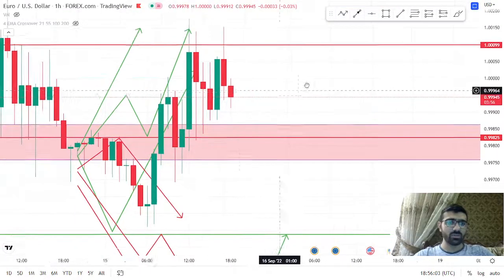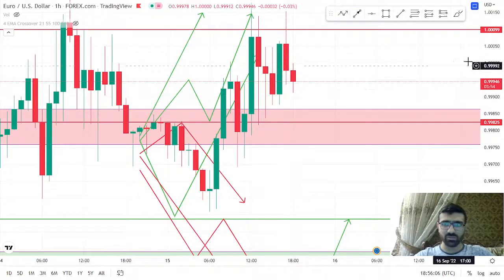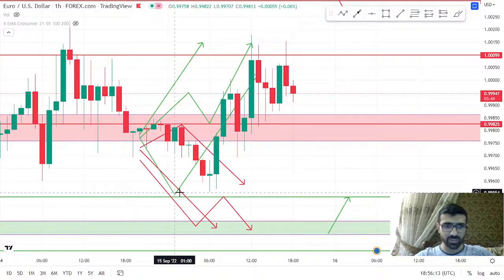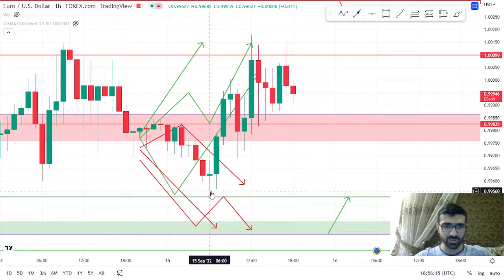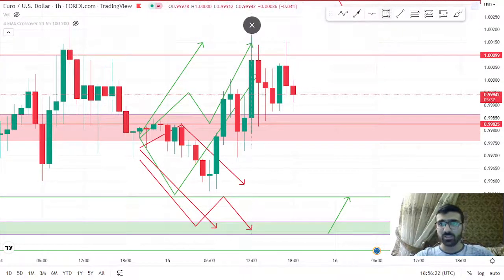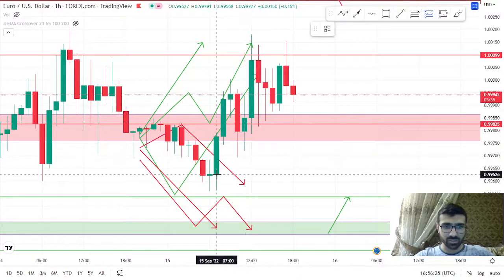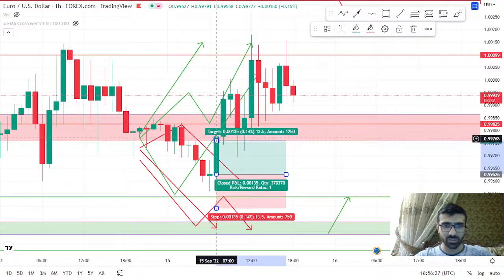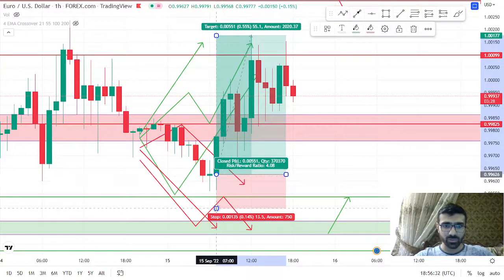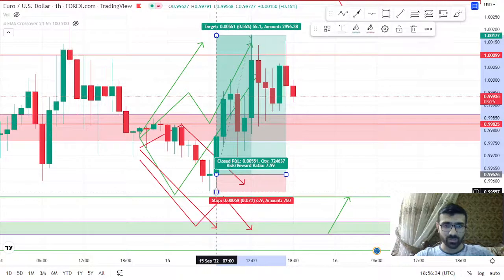Okay, in the Euro USD analysis, when we were discussing yesterday, the market was over here, and we gave you a buying setup if the market entered this zone. You guys can clearly see the market almost touched our support area, and then the market went up in a great manner. So let me take this trade: if you guys would have taken a long trade from here, your take profit would be approximately 7.9%, which is amazing.